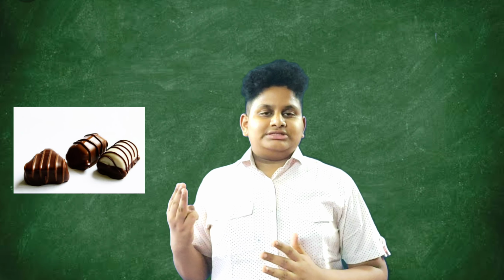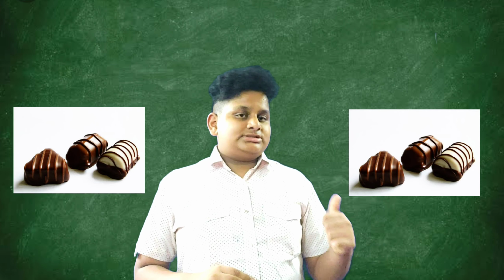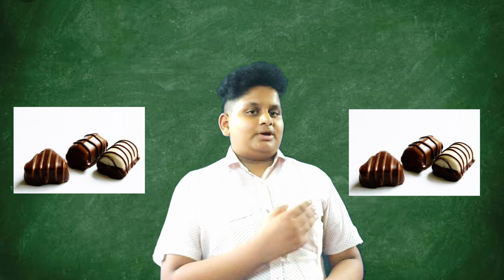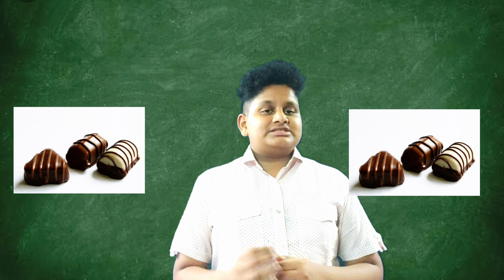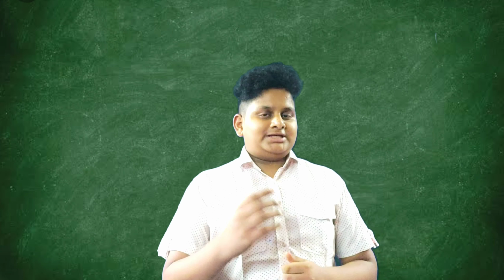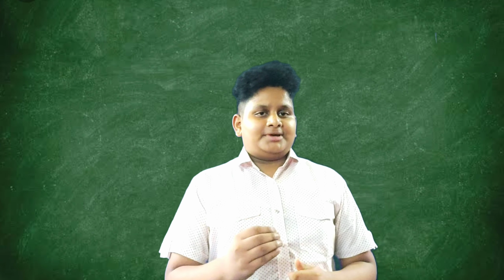So, for example, if you have 3 chocolates on this side, then the same 3 chocolates should be on the other side. So these both are now balanced and we can tell it is a balanced chemical equation. Now let us see the steps on my screen for how to balance a chemical equation.